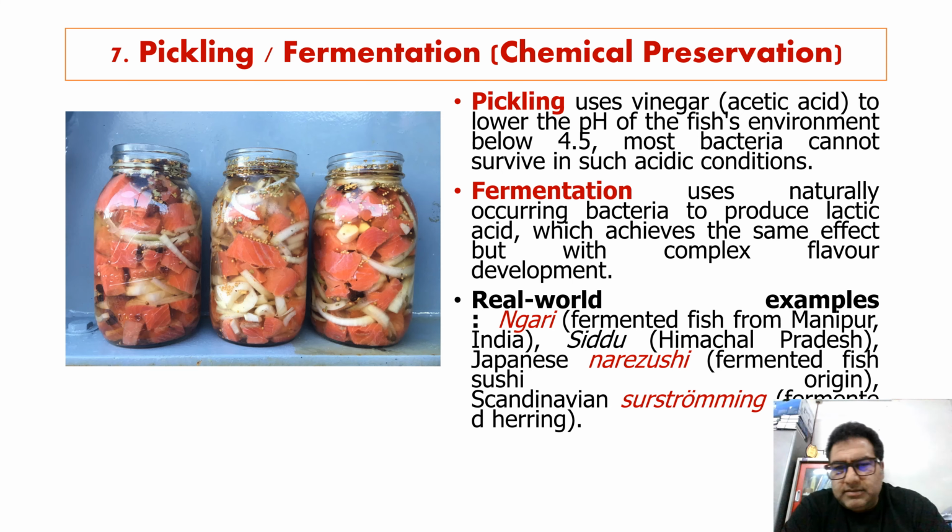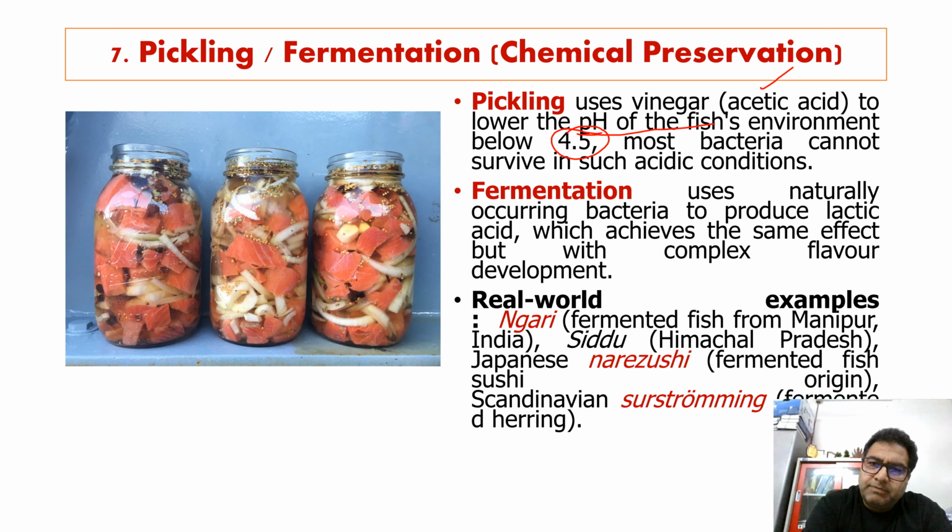And the seventh common method is pickling. We call it chemical preservation, because in pickling we use acetic acid, that is vinegar. Commonly found acetic acid in our home is vinegar. It lowers the pH of the fish up to 4.5, wherein most of the bacteria cannot survive. It is an acidic condition wherein, I am talking about most of the bacteria, they cannot survive.